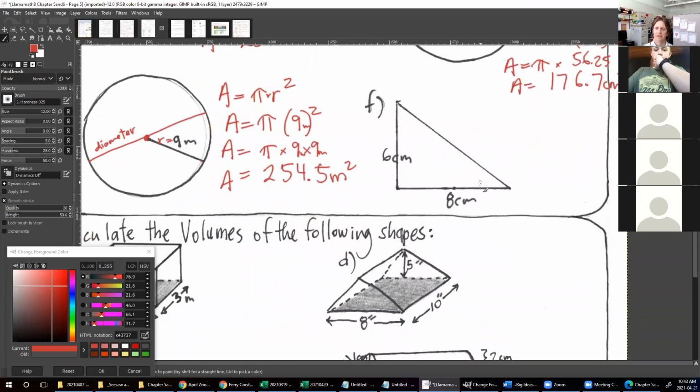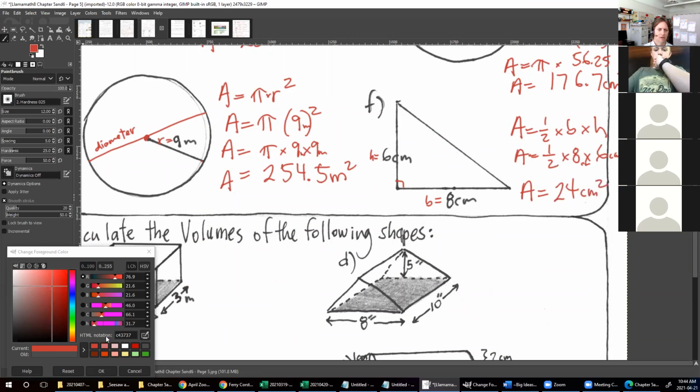And we're going to do this triangle. This is a right-angled triangle, so area is equal to 1/2 times the base times the height. So area is equal to 1/2 times 8. There's the base. This is my height, times 6. And these, of course, are centimeters. 1/2 times 8 is 4, times 6 is 24 square centimeters.